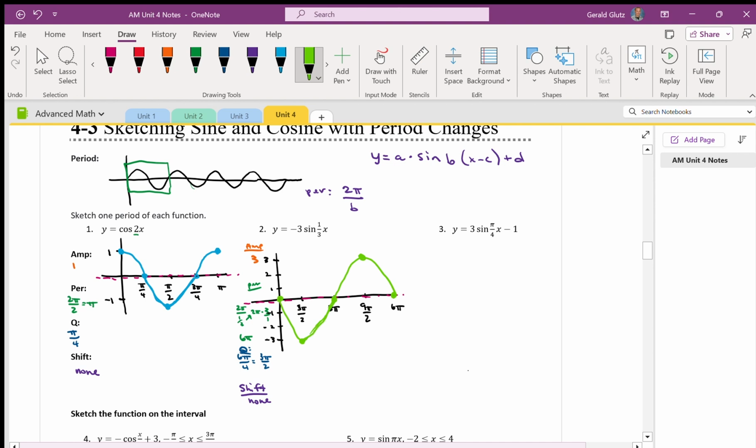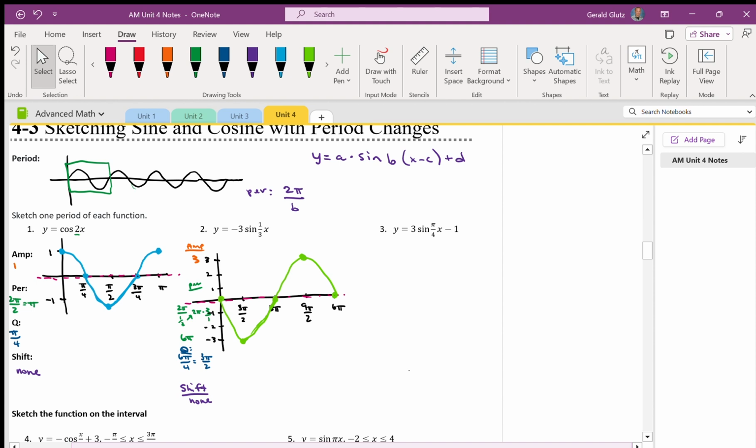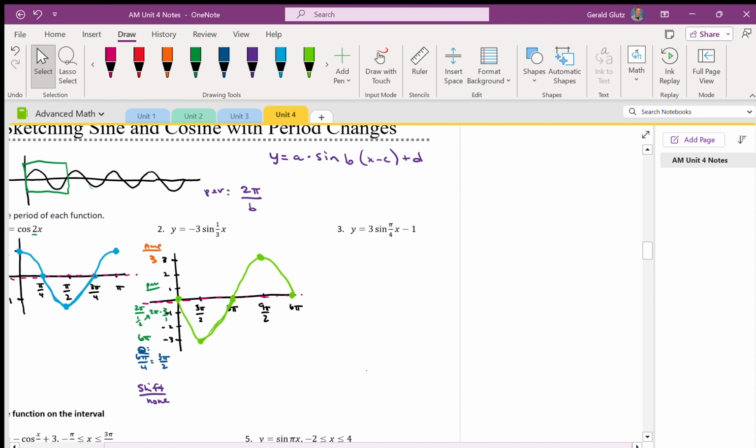So there's one period. This one is stretched out a lot more. So this one would be bigger on an actual graph. Not only is the amplitude 3, but the period is 6 pi, so it's a lot wider than a normal graph.